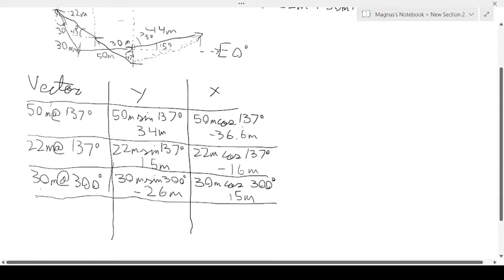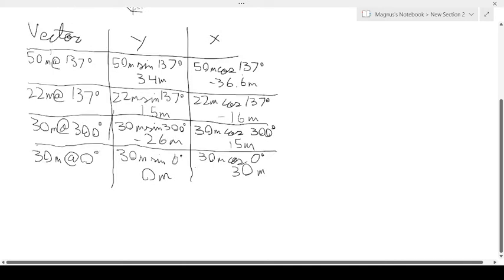So, our next vector is 30 meters east, but we know east is 0 degrees. Sorry, I accidentally drew theta there. That's a bad 0, but anyway. So 30 meters sine 0 degrees. And to find our x, 30 meters cos 0 degrees. Our y is going to evaluate to 0 because the sine of 0 is 0. And this is going to evaluate to 30 meters because cos of 0 is 1. Okay, so that is our fourth vector done.